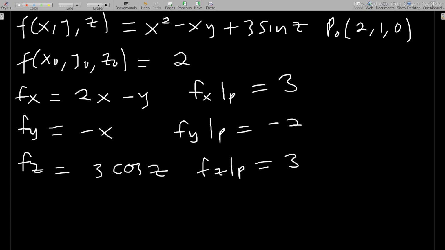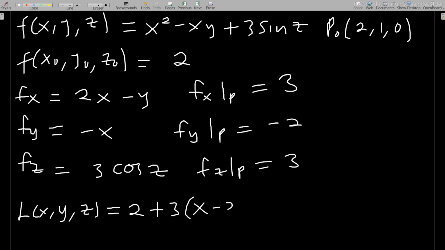So we have everything that we need. And so our final answer to this question will be L of x, y, z, will be equal to f of x naught, y naught, z naught, which is 2, then plus fx simplified at p, 3 times x minus x naught, which is 2, minus 2 into y minus y naught, which is 1, then plus 3 into z minus z naught, which is 0. Okay, so z, like that.